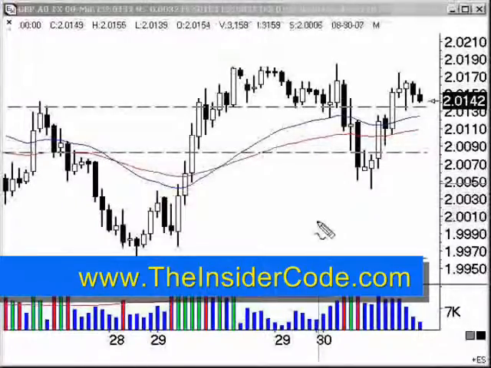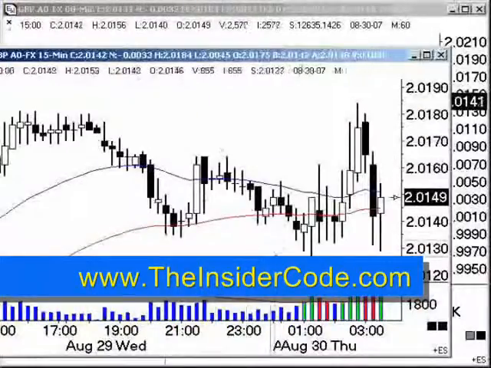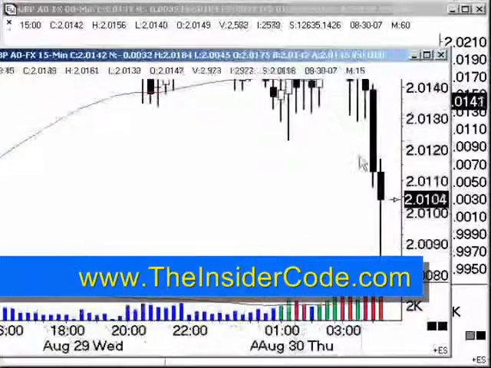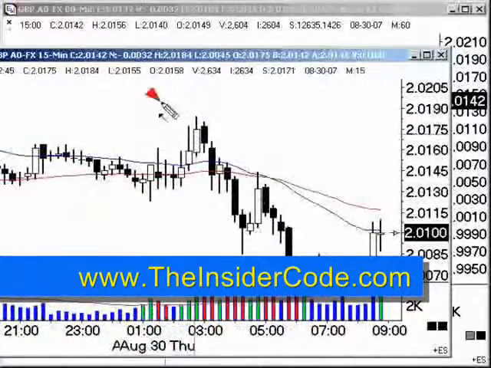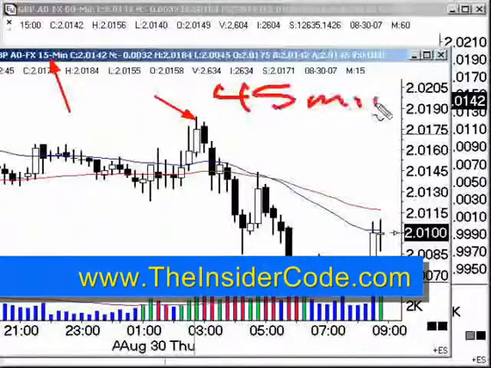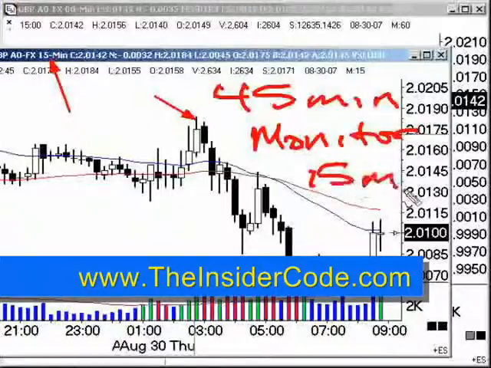What I would suggest is, if you get in, let me go to the 15-minute. Say you're looking at the trade and you went long over here, and this is a 15-minute bar. Then I would say, especially for the first 45 minutes, monitor the 15-minute bar, so for 3 bars.